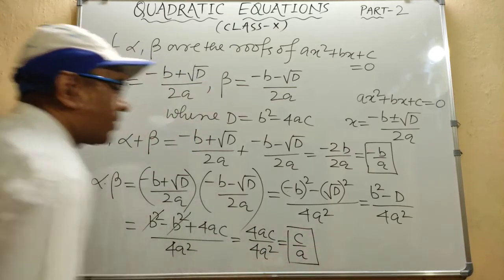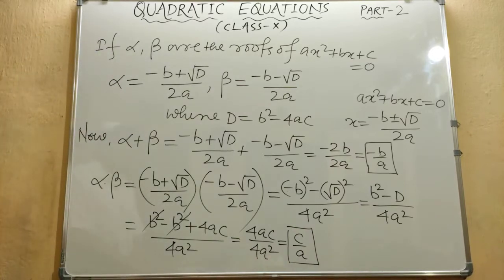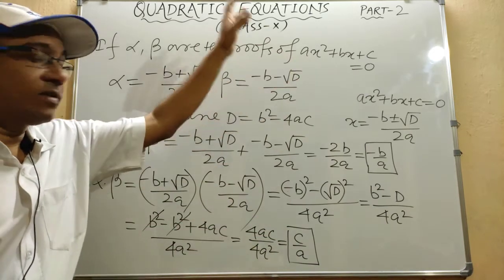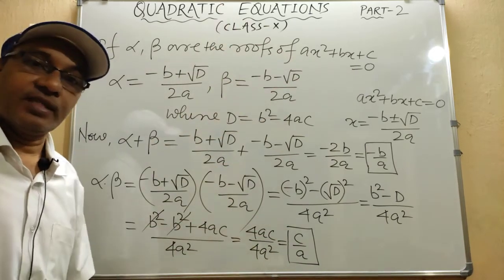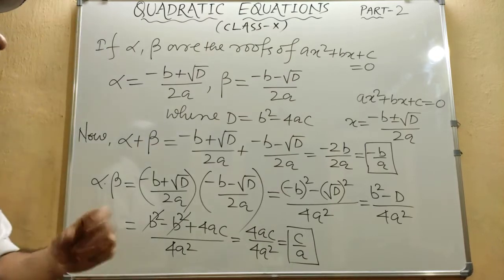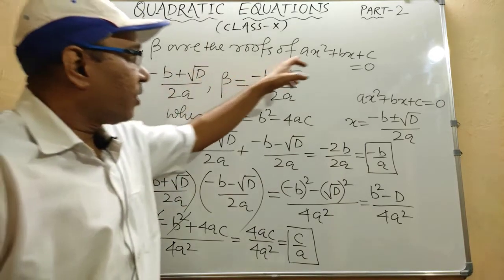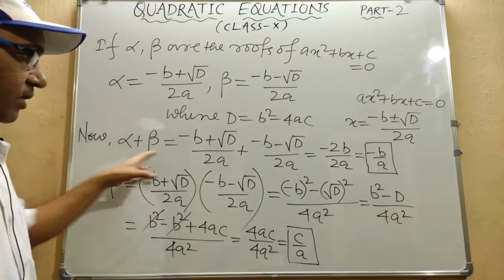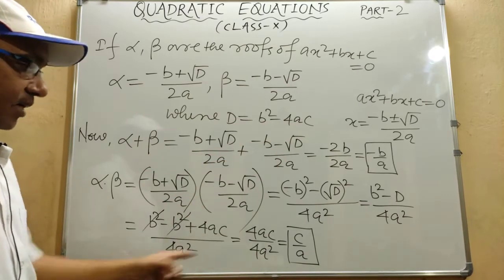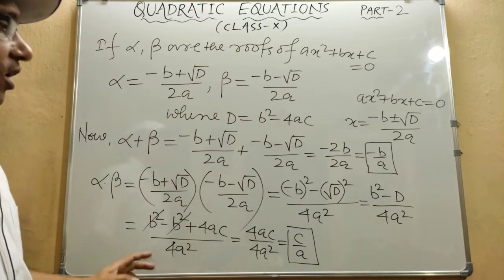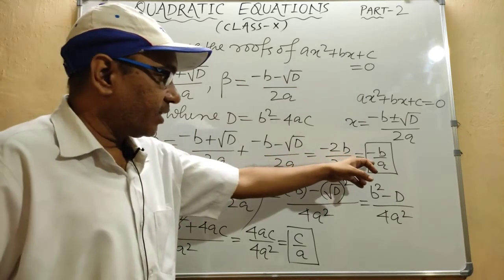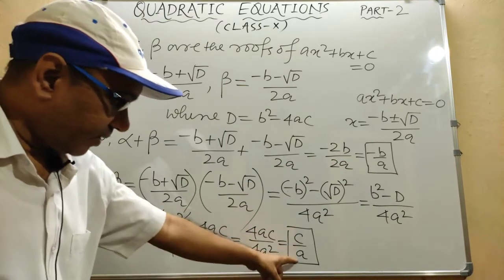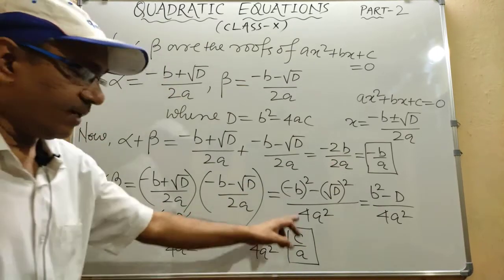This is also a result which you have to remember: the product of roots is c by a, constant term by coefficient of the first term, or coefficient of x square. So what result have we got? For the quadratic equation ax square plus bx plus c equal to 0, the sum of roots is minus b by a and the product of roots is c by a. Or you can say the sum of roots is minus coefficient of second term by first term, and the product of roots is coefficient of constant term by coefficient of first term, c by a.